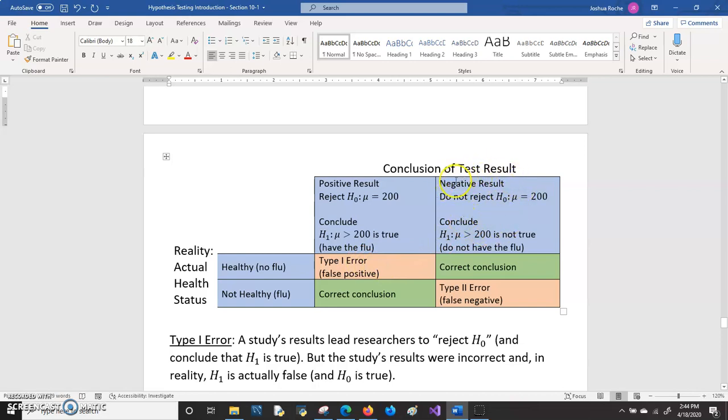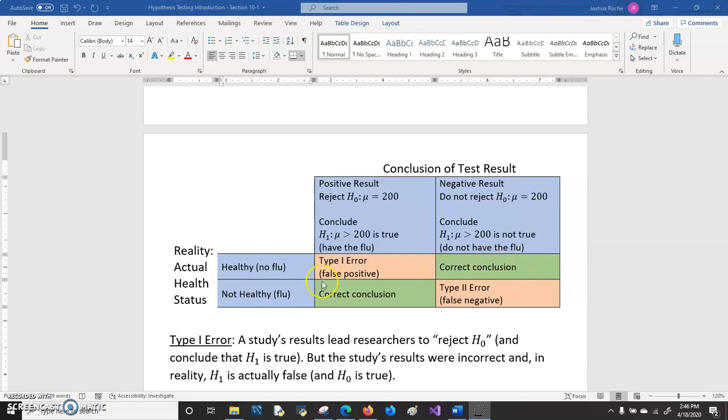This other column would be the possibility that your blood test comes out negative. You get a negative result. If you did, you would say that you do not reject the null hypothesis. So it's kind of like an indirect way of saying that you are accepting this null hypothesis to be true, that you're probably healthy. And you would conclude that the alternative hypothesis is not true, in other words, that you do not have the flu. If you really do not have the flu, if that's the reality, that you're healthy, then that test result is giving you the correct conclusion.